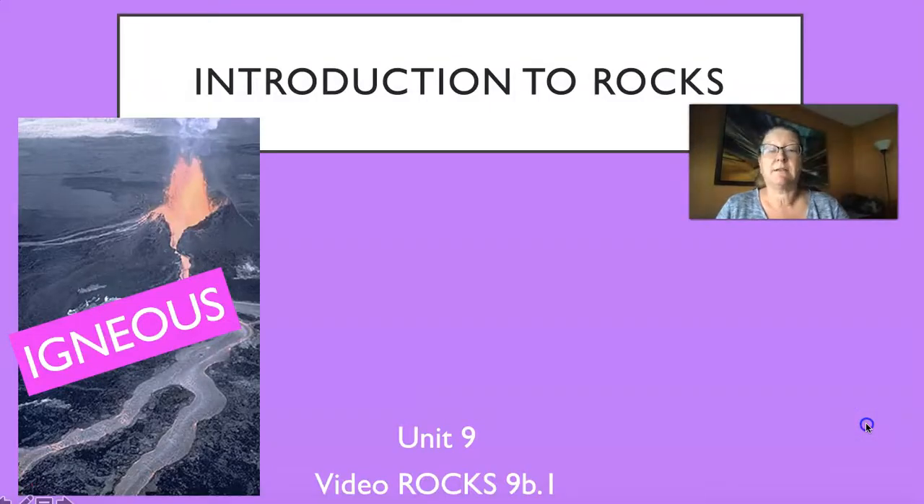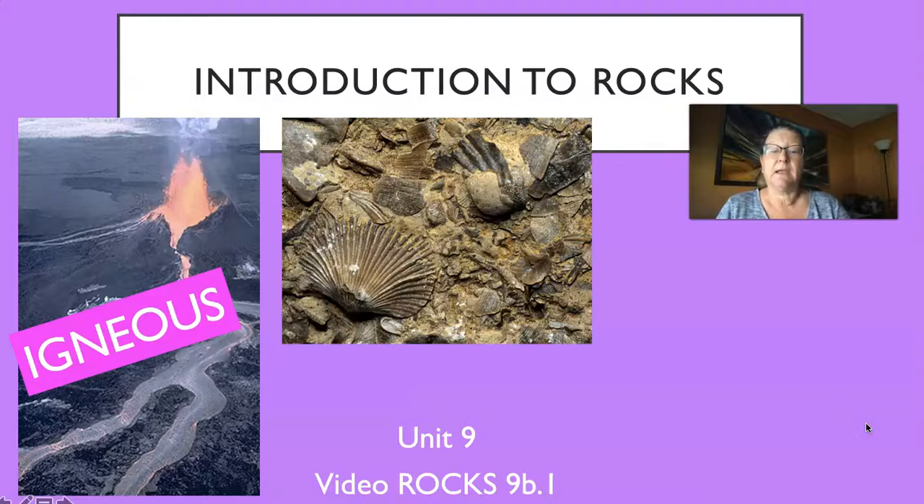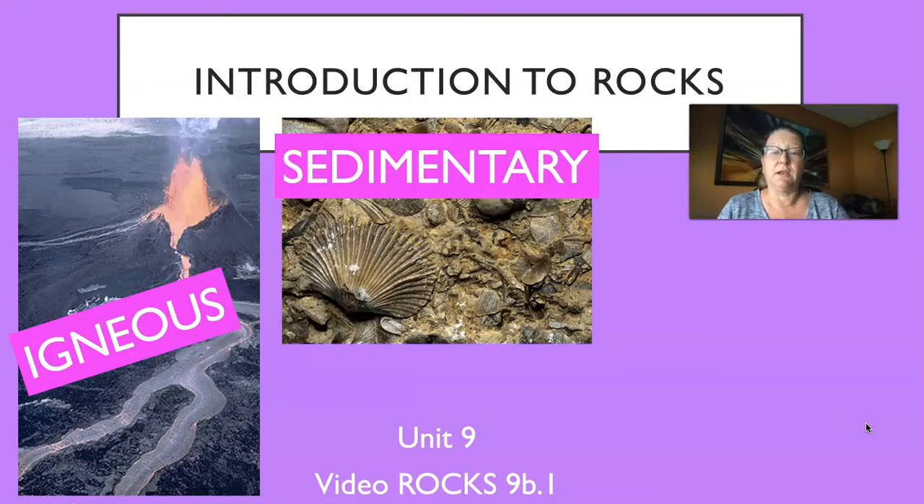The next type of rock is called sedimentary rocks. And sedimentary rocks often contain fossils, so I put this picture here. They can also include other features related to their environment. So I have another sample here. This is a sedimentary rock. It's rather thin. It's called a shale.